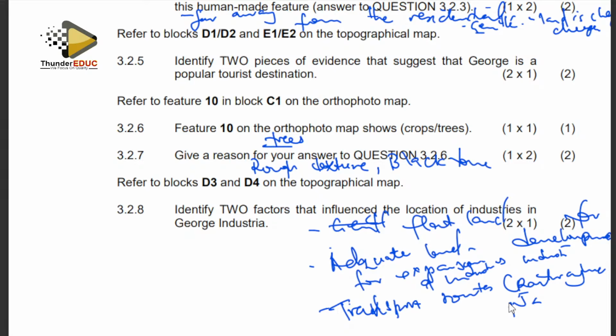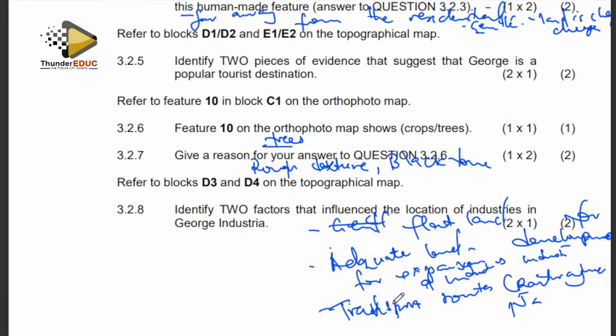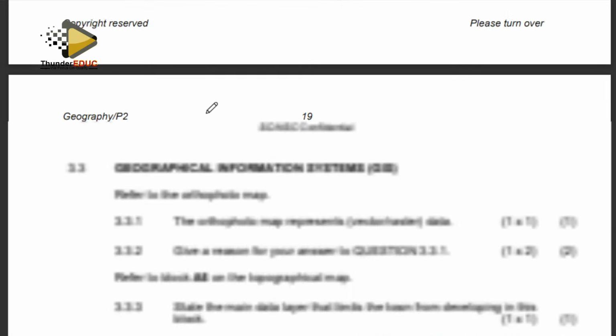But when you check on the map, clearly you will see it's indicated that this is a national road here. I don't know which N this is. There's an N road here that can be used to transport the products. So you can talk of labor, cheap labor, or labor availability from the nearby population, nearby built up area. So this labor is coming from the people because the area is built up. That means it's not only labor, it can also provide what? Market. All those are factors, but they want only two, so we cannot finish them.